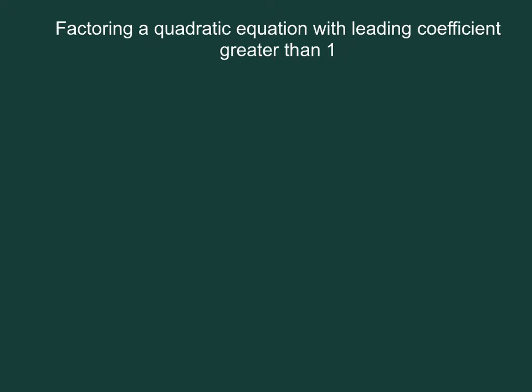Alright, so factoring a quadratic equation with a leading coefficient greater than 1. Let's look at 5y squared plus 12y plus 7. The first thing we're going to do is create the box method here.